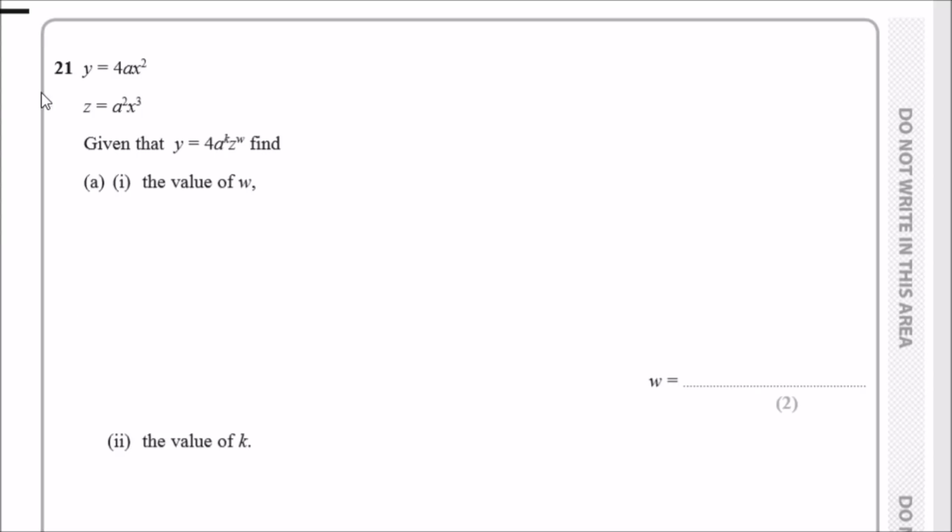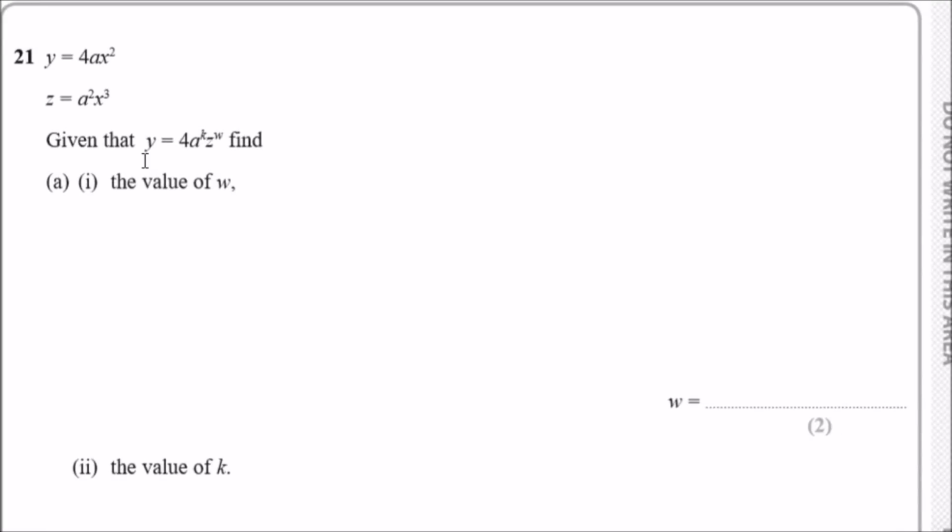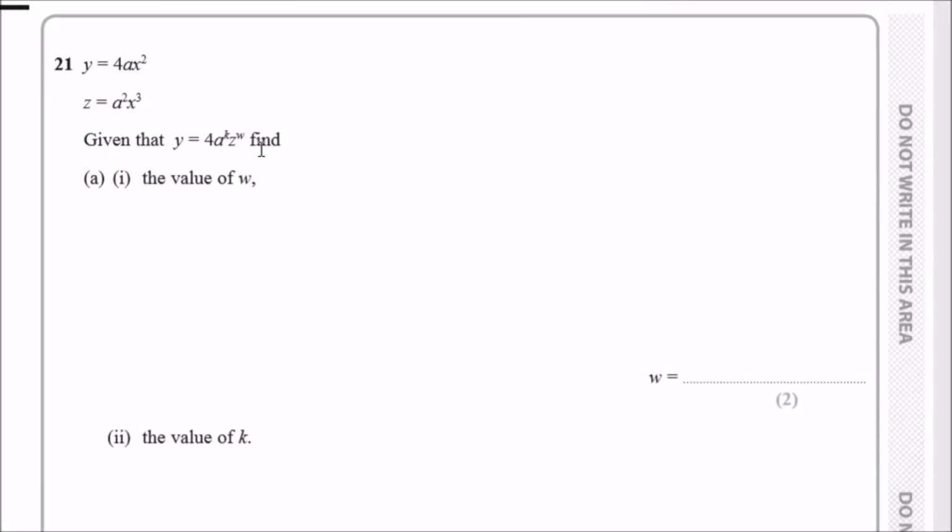So we got y equals 4ax squared and z equals a squared x cubed. Given that y equals 4a to the power k z to the power w, so some expression that involves a and z, find the value of w. Just double checking, w is this little power here, if you guys can see clearly. It is a power of z.